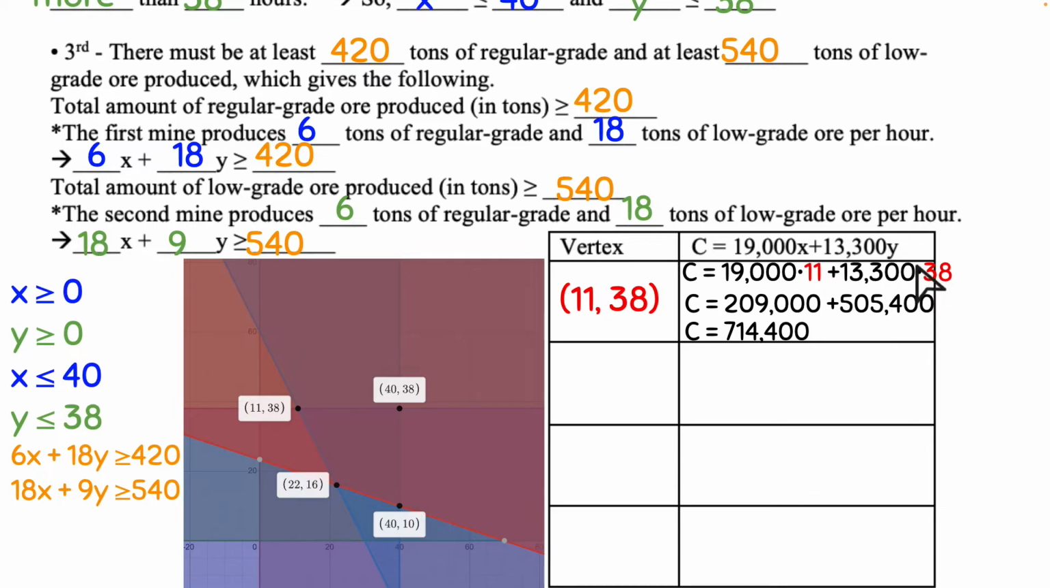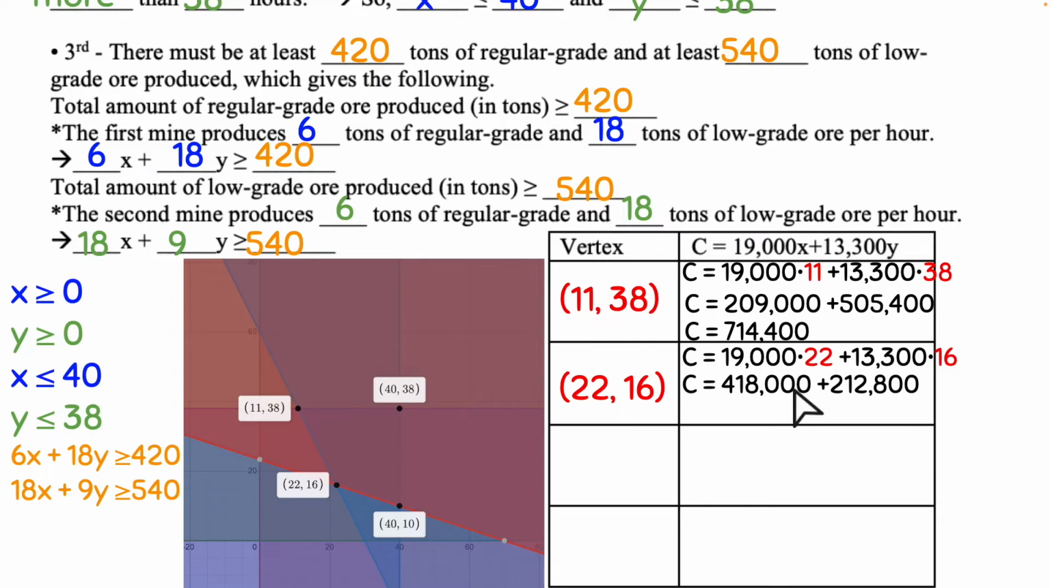So I'm going to go to my next vertex here, and I'm going to do the same thing. I'm going to plug it in. So I'm going to multiply by 22 for the 19,000 and 16 for the 13,300. So I get some nice big numbers, and I'm going to add them together. So this one's actually smaller. So if we're looking for a minimum, so far I'm on number 2. Number 1's not going to be the correct point because 714,400 is bigger than 630,800.